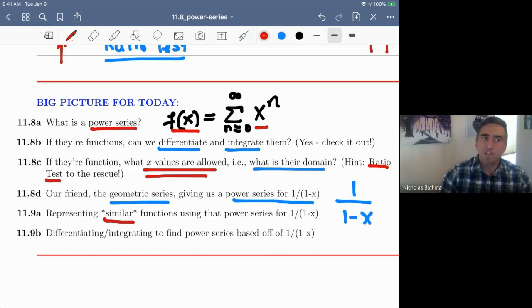So today we're focusing on really the key aspects of what a power series is. If they're functions, what can we do to them? What actual x values are we allowed to evaluate them at? What is their domain? And then we're going to start asking what functions these power series are actually representing. We're going to mostly focus our efforts on slight variations of this function 1 over 1 minus x. So that's what we're going to do today.